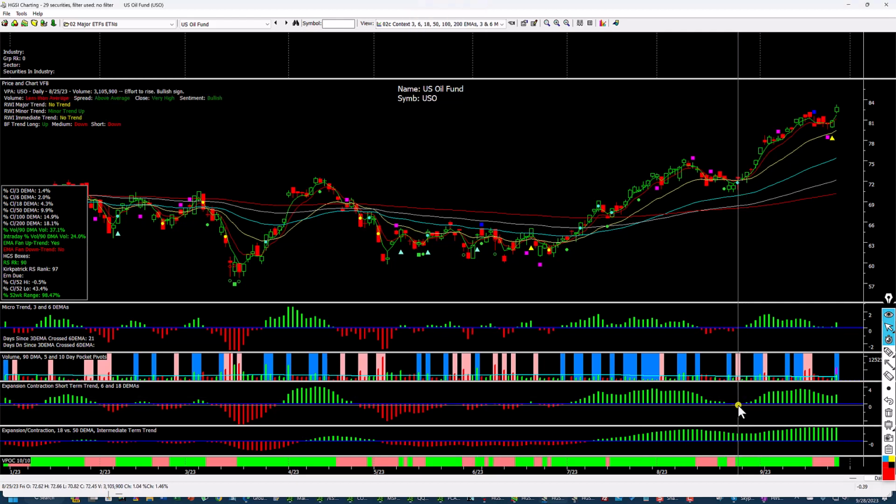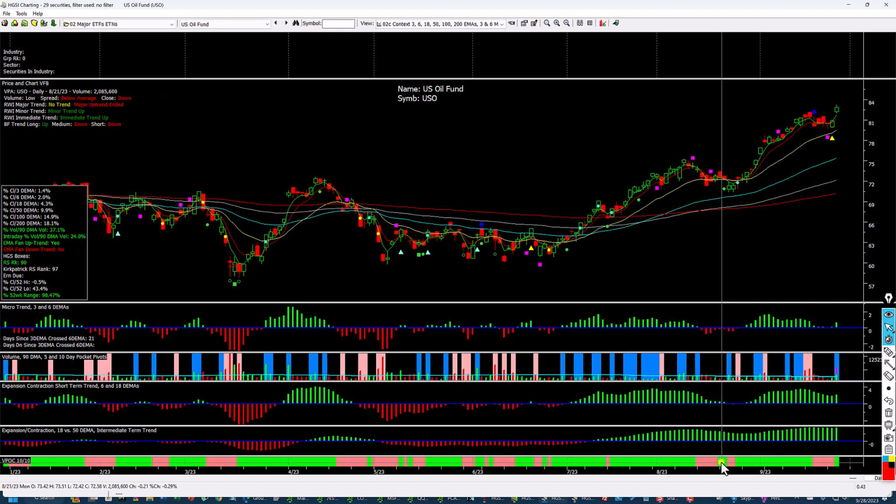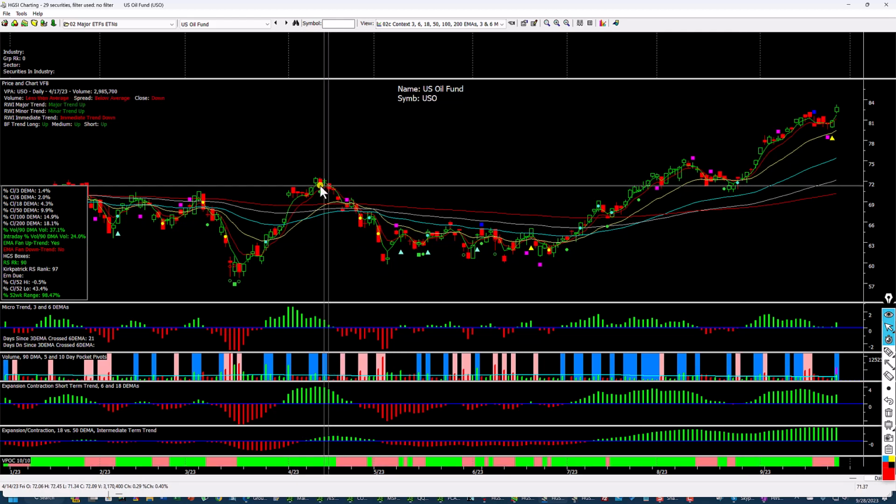The volume point of control turned positive on the same day. It was negative for a couple of days, about 3 or 4 days here, positive for one day. You can see how sensitive this indicator is. Then it turned positive again. So when you see the volume point of control going positive, along with the 3 and the 6, that's generally a good buy sign. And conversely, when you see them going negative, that's generally a decent sell sign.